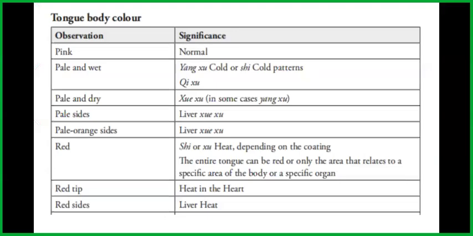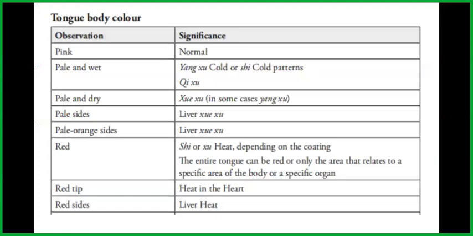Pale and white signifies yang deficiency, cold, or excess cold patterns, and qi deficiency. Pale and dry is blood deficiency, and in some cases, yang deficiency. Pale sides is an indication of liver blood deficiency. Pale orange sides is liver blood deficiency as well.